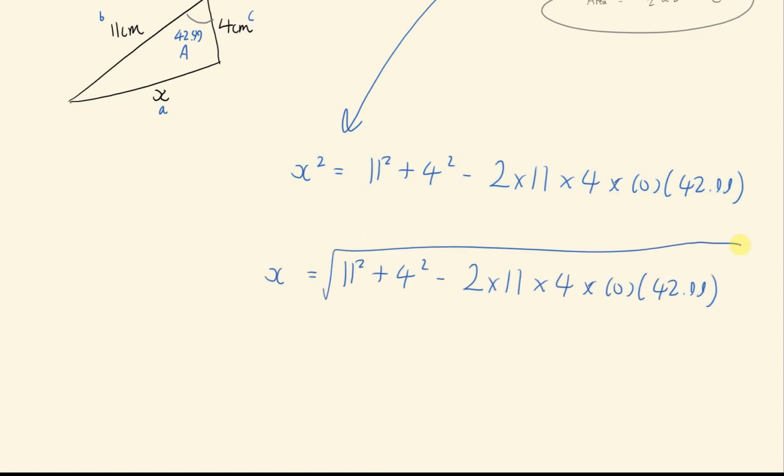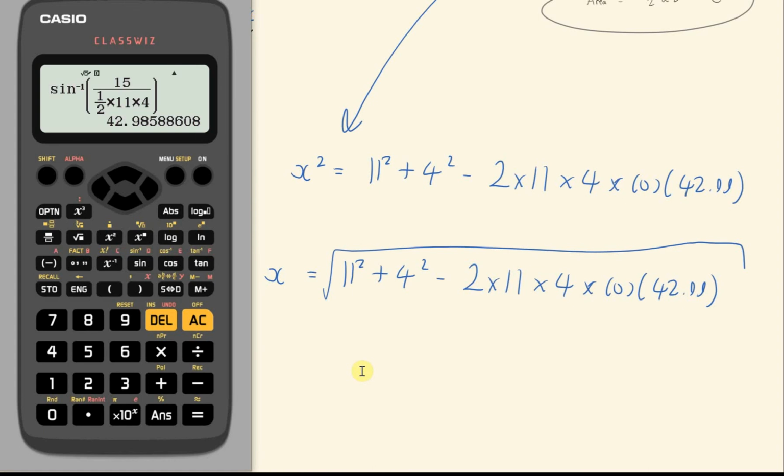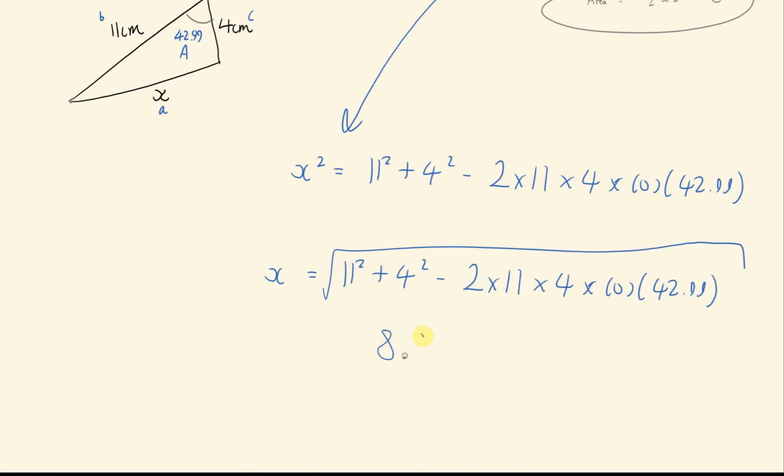Okay, and then we're pretty much done. All we need to do now is just plug that into my calculator. Okay, having done that, we've got b squared plus c squared minus 2bc times cos of A. The square root of all of that gives me that missing length, which is 8.52. And again, here I will round it to three significant figures.